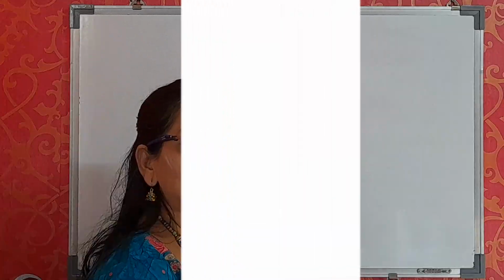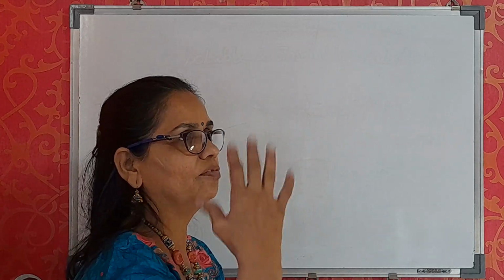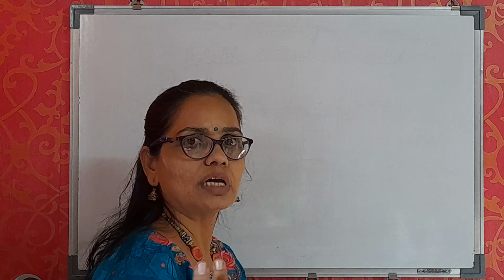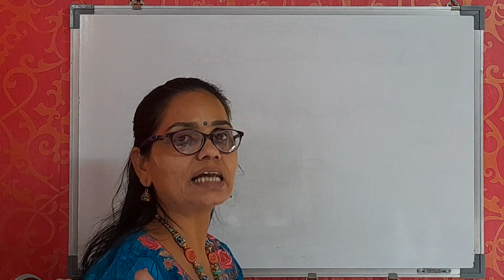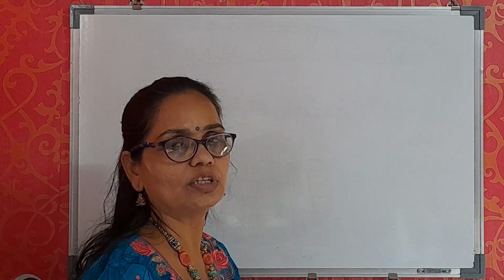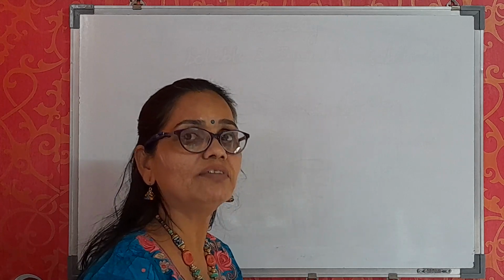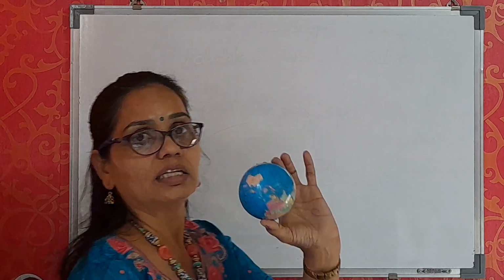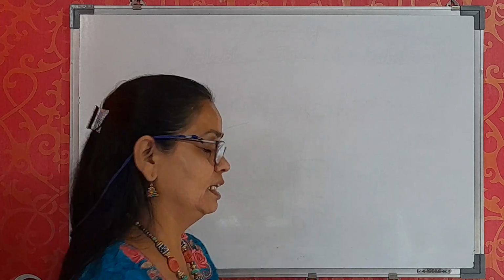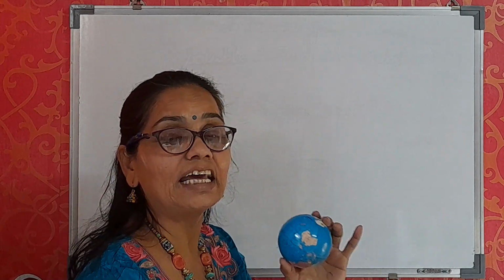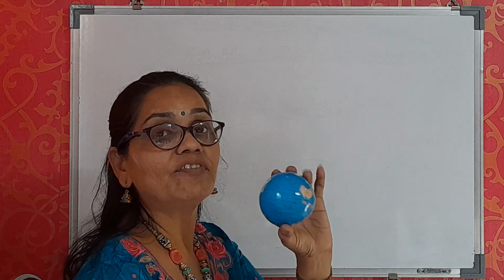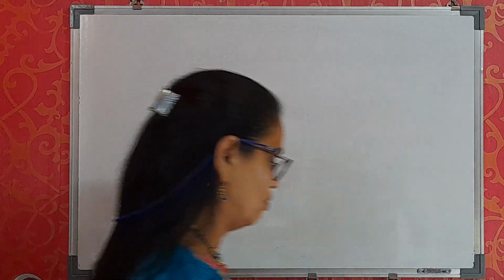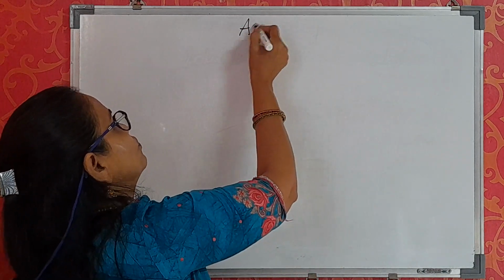You all know that we cannot see air but we can feel it, right? Like when we keep washed clothes outside and they dry up, that is due to the air only. So we cannot see air but we can feel it. Now our earth, it's our planet. It has a thick layer of air which is called the atmosphere. What is it called? Atmosphere.